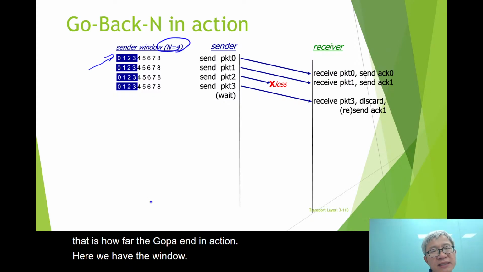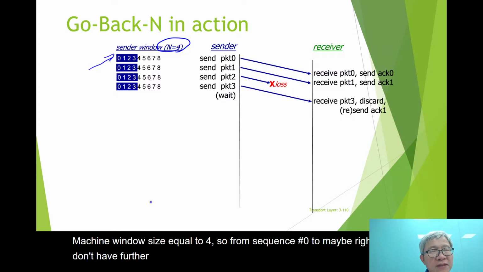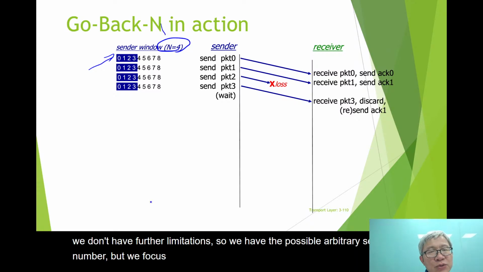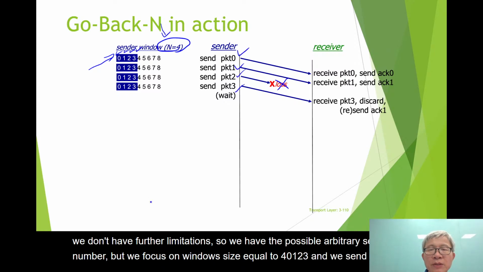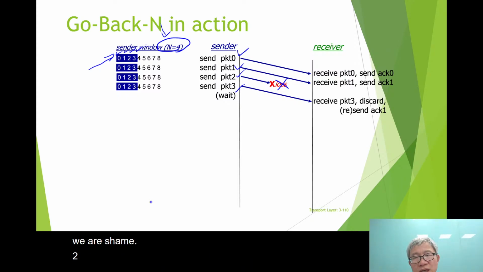Assuming window size equal to 4, from sequence number 0, maybe right now we don't have the limitation, so we have the possible arbitrary sequence number. But we focus on window size equal to 4: 0, 1, 2, 3. And we send 0, 1, 2, 3, but we assume packet 2 is lost.